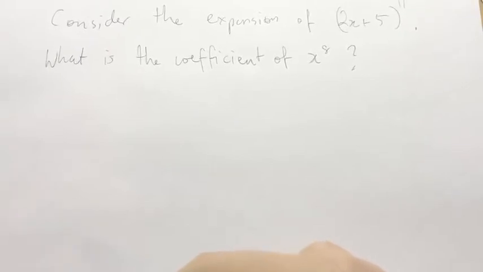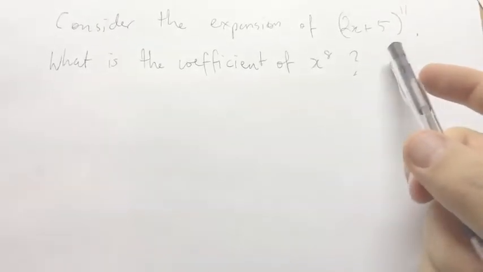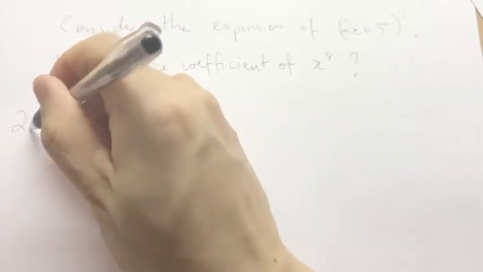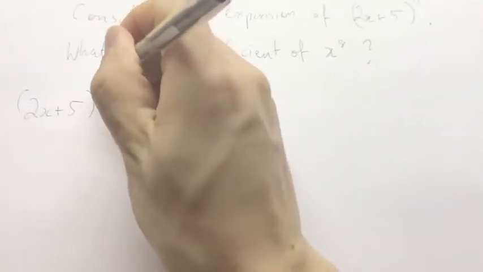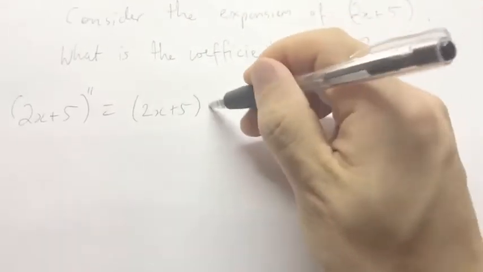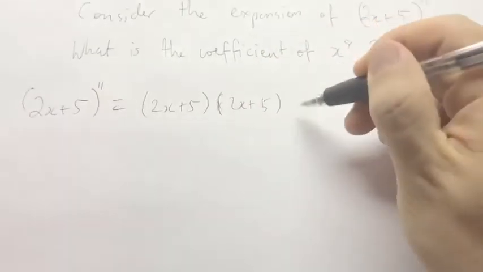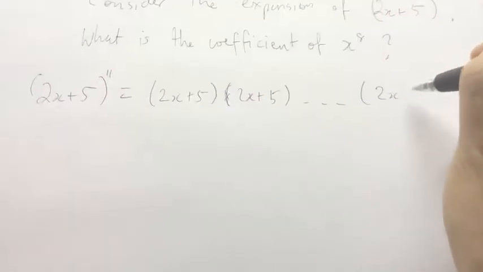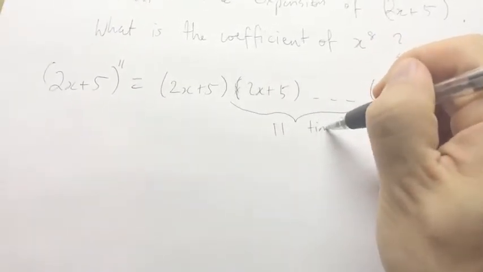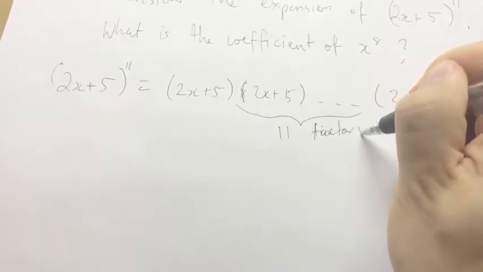So one way you could think of (2x + 5) to the power of 11 is that it's the same as (2x + 5) times (2x + 5), and so on, 11 times. This is 11 factors. There's 11 factors appearing.